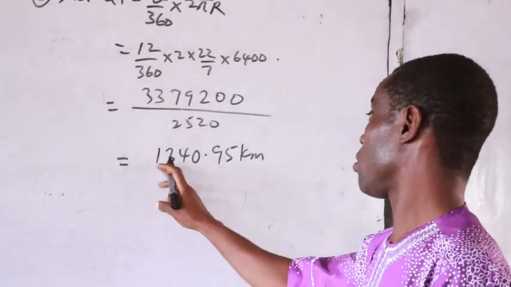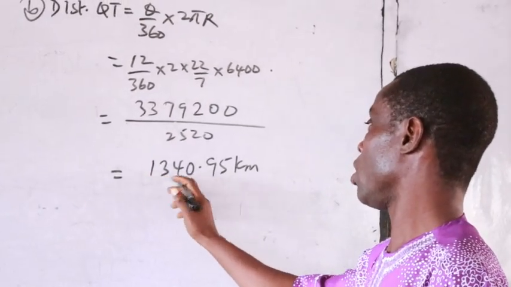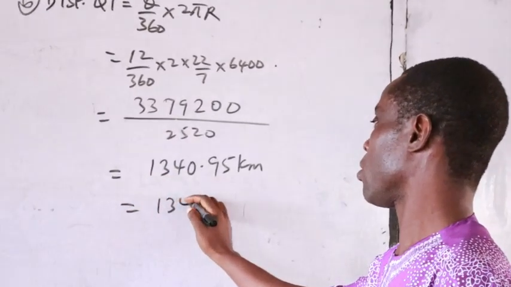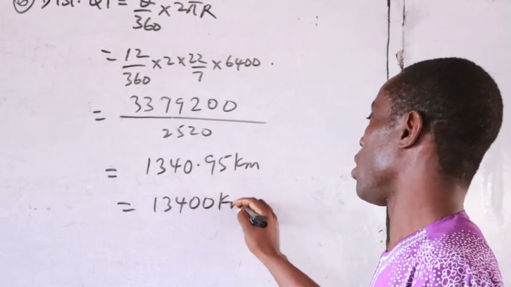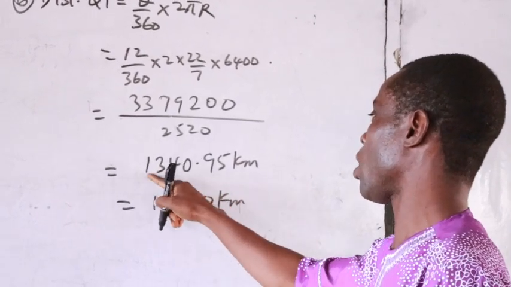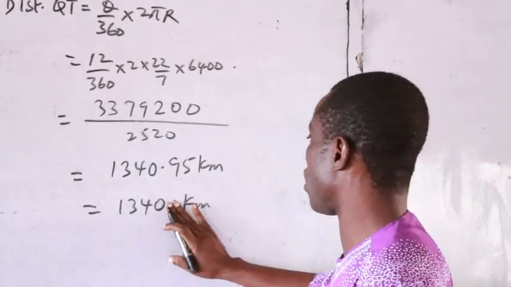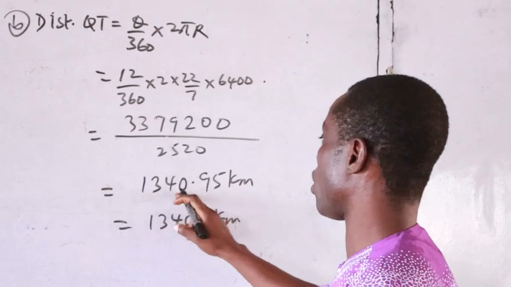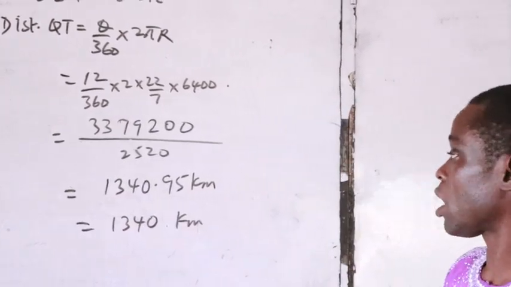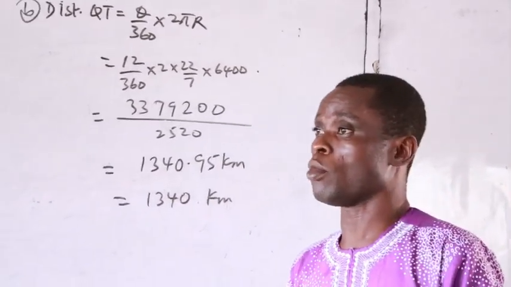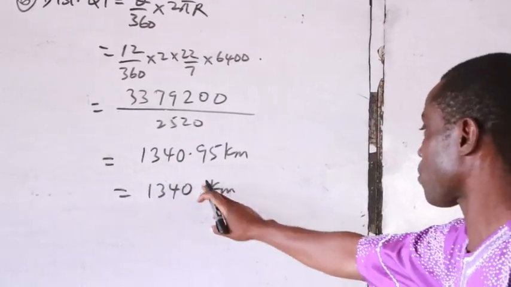Yes. What is that? 1, 2, 3. What is the answer now? 1340 kilometer. 1,340 kilometer. Is that taken?